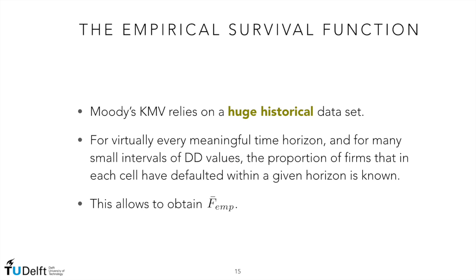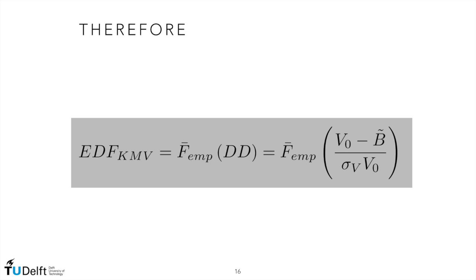As we have already said, Moody's KMV does not rely on the normal survival function, but rather on an empirical survival function, which is estimated on a huge historical dataset. This dataset collects the proportion of companies defaulting for different values of DD, of the distance to default, and for different time horizons. So here we are.